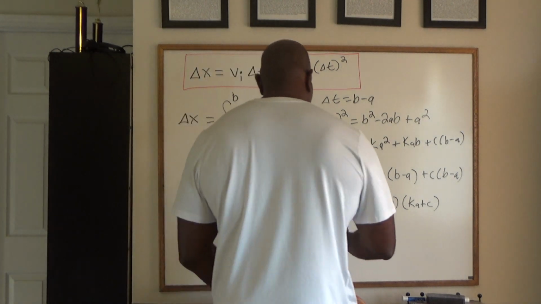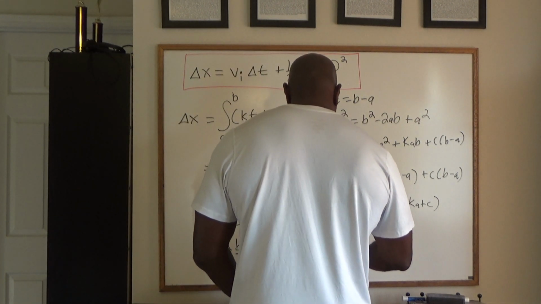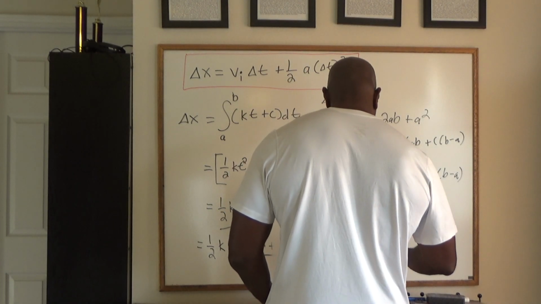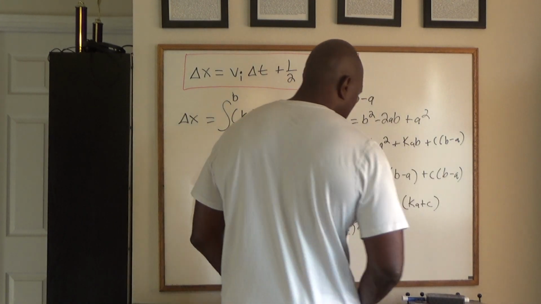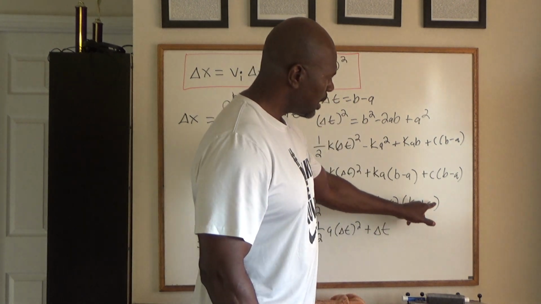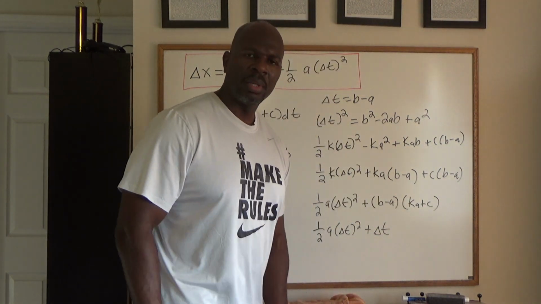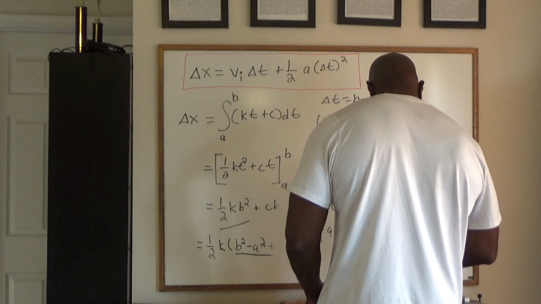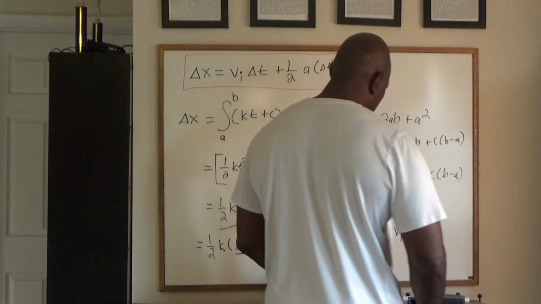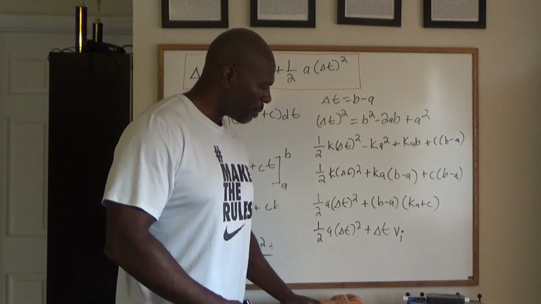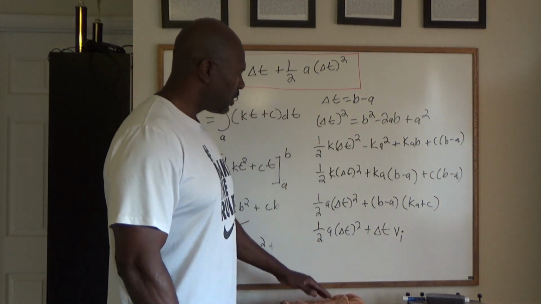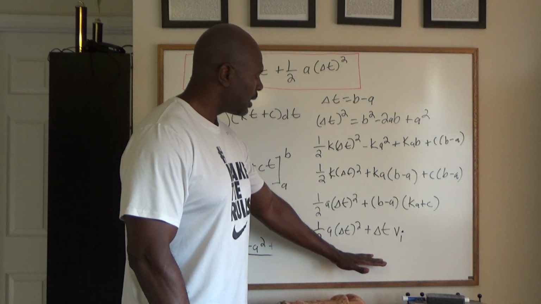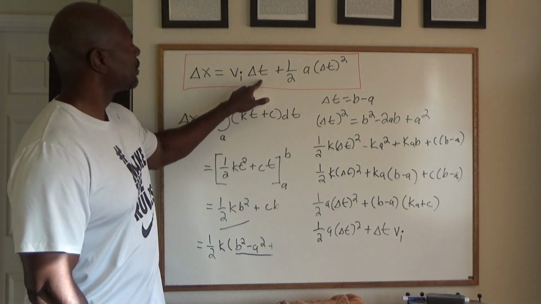And, okay, what is b minus a? b minus a is delta t. So 1/2 a times delta t squared plus delta t. And what's ka plus c? ka plus c is v sub i. So v sub i times delta t. So again, not in a perfect order, but you can clearly see the expression came to this guy, which is the same as this guy.